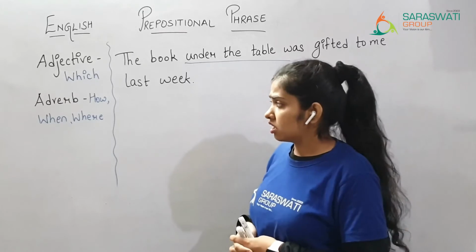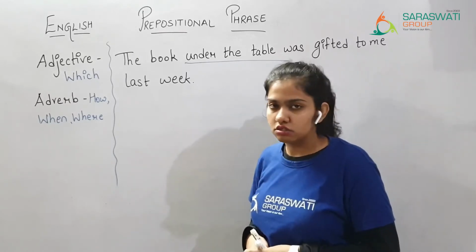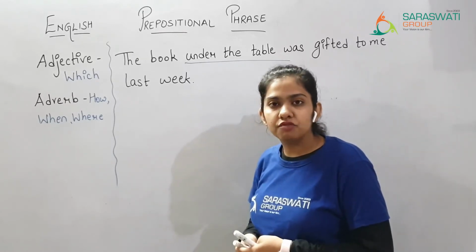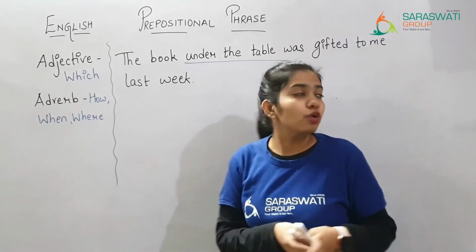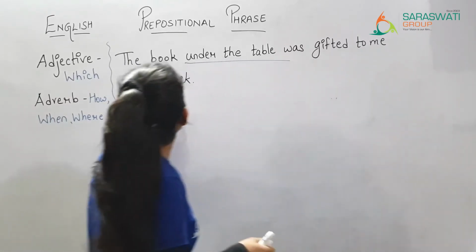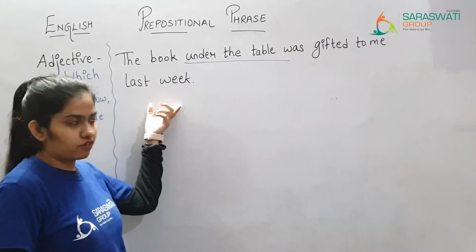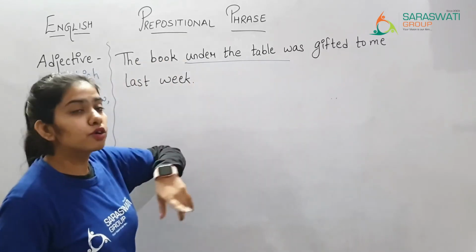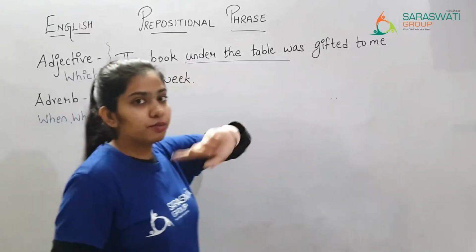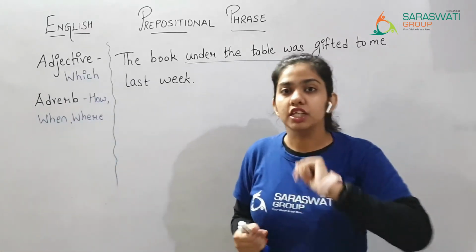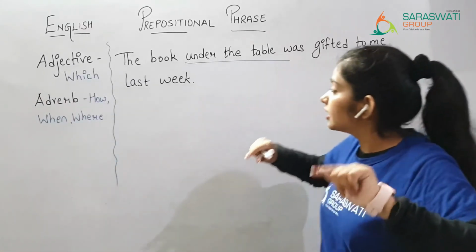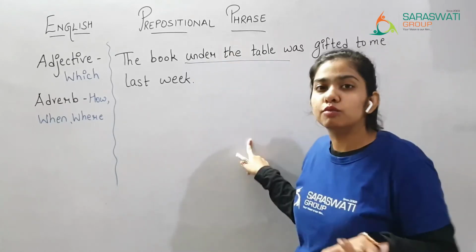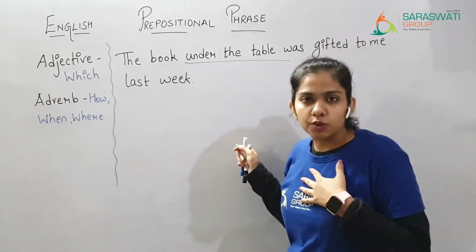Now can you ask the question, how the book? No. When the book? When the book was gifted to you? Then the answer would be last week. Last week is not a prepositional phrase. But which book was gifted to you? The book which is under the table. The book that is under the table was gifted to me. We got the answer that the book under the table was gifted to me.